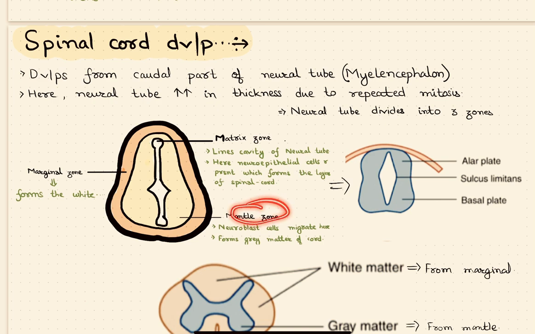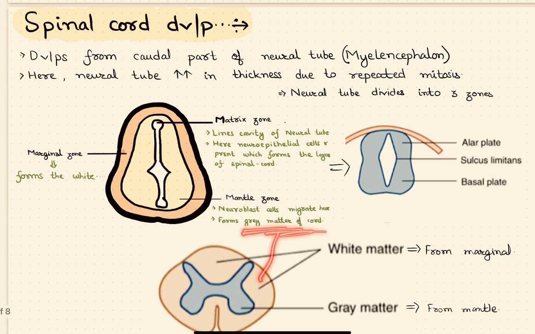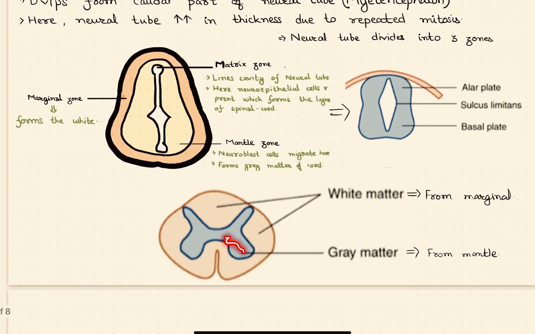The mantle zone will form the gray matter of the spinal cord. As you can see, this is the butterfly-shaped gray matter of the spinal cord, and it is formed by the mantle zone of the neural tube. The marginal zone forms the white matter of the spinal cord.